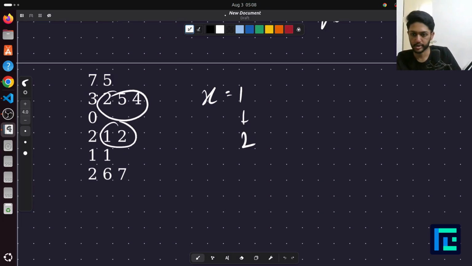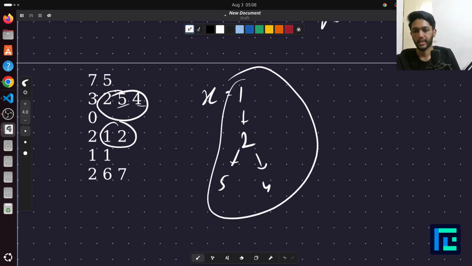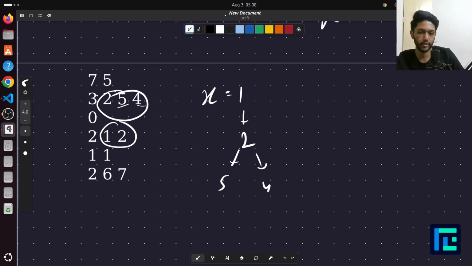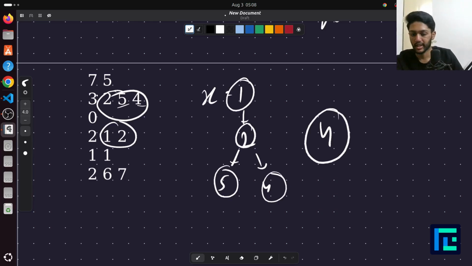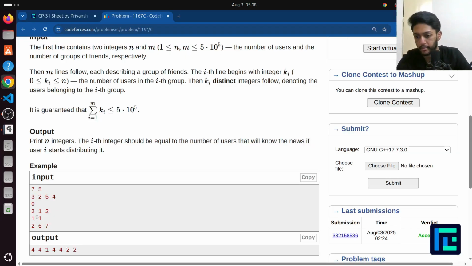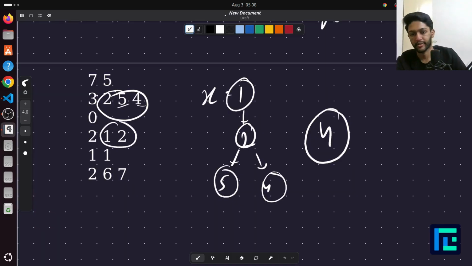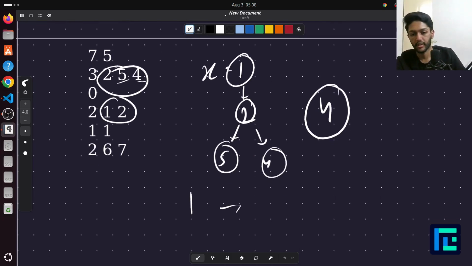In this group 1 already knows, but from this group 5 and 4 are there who don't know. So 2 will tell 5 and 4, and 5 and 4 are not in any other group. So this is how it ends, everyone who can know, knows. There are total 4 people who know this information, so the answer for x equal to 1 is 4. And we have to print the answer for every person x, from 1 to n, that is, finally how many people will know the information.